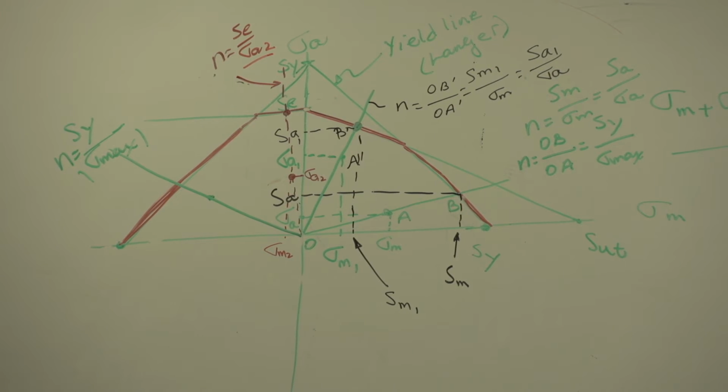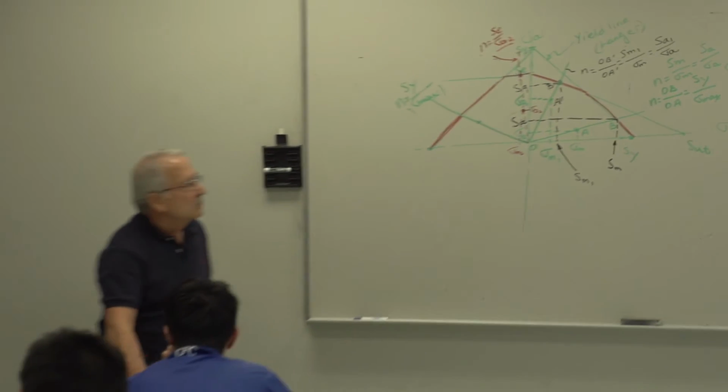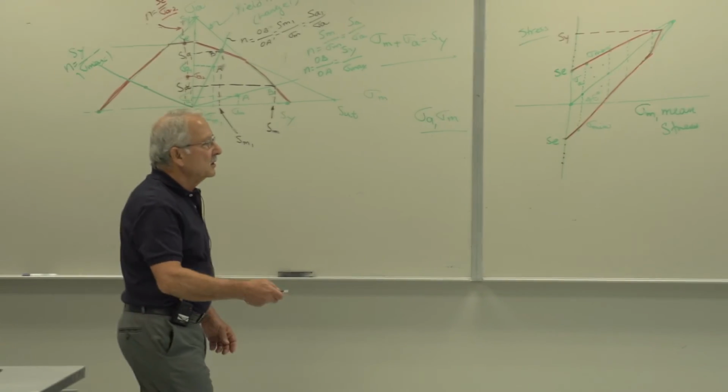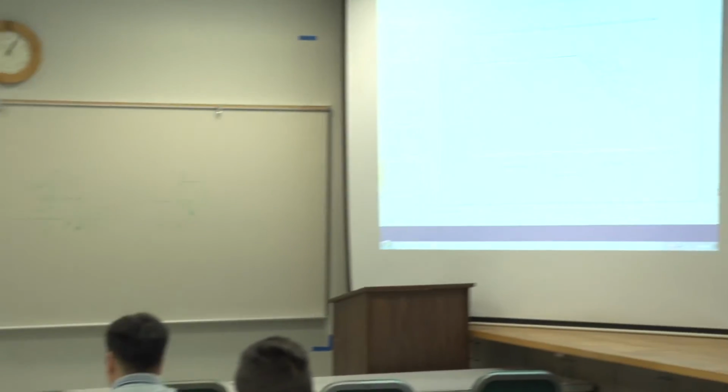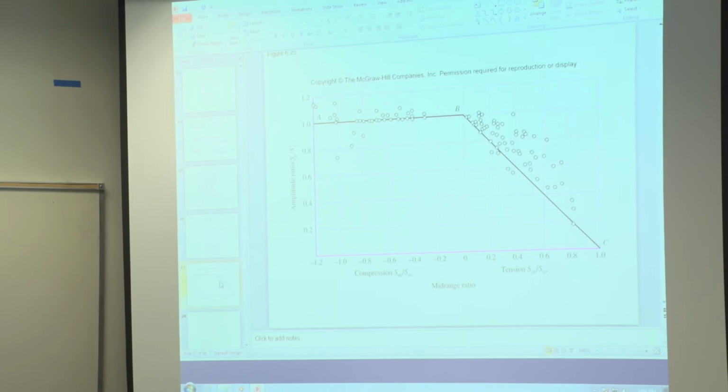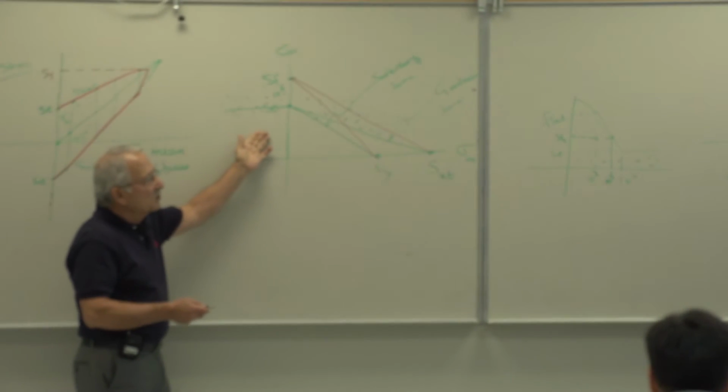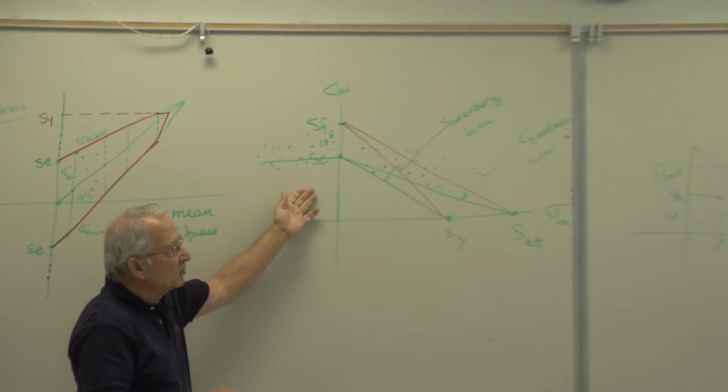So that's sigma A2. Okay. In your book, you also see this picture here. And that's the same thing as I drew over here, with all of the experimental points, and you see where the experimental points fall.